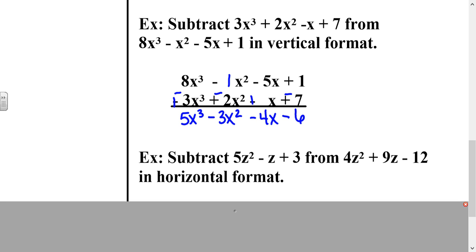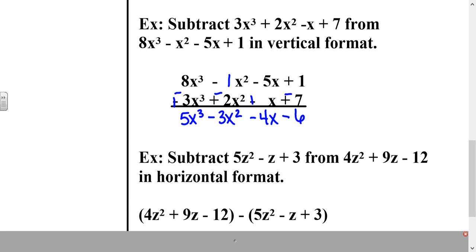Now we're going to subtract 5z squared minus z plus 3 from 4z squared plus 9z minus 12 in horizontal format. So we're going to write it like this. Remember, we have to pay attention to the wording. We're subtracting 5z squared minus z plus 3 from 4z squared plus 9z minus 12, so this one actually comes first. So we have 4z squared plus 9z minus 12 minus 5z squared minus z plus 3.